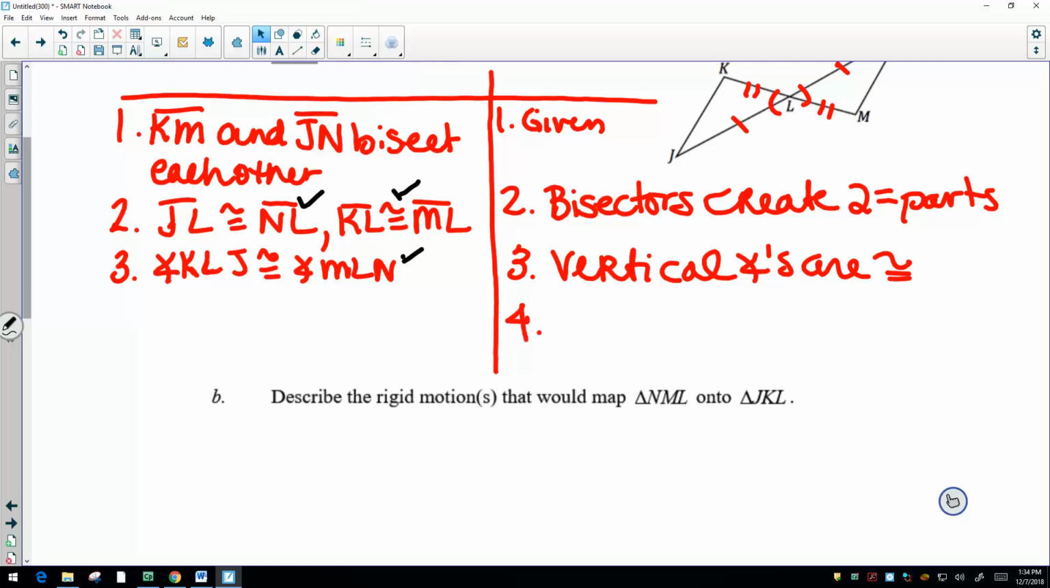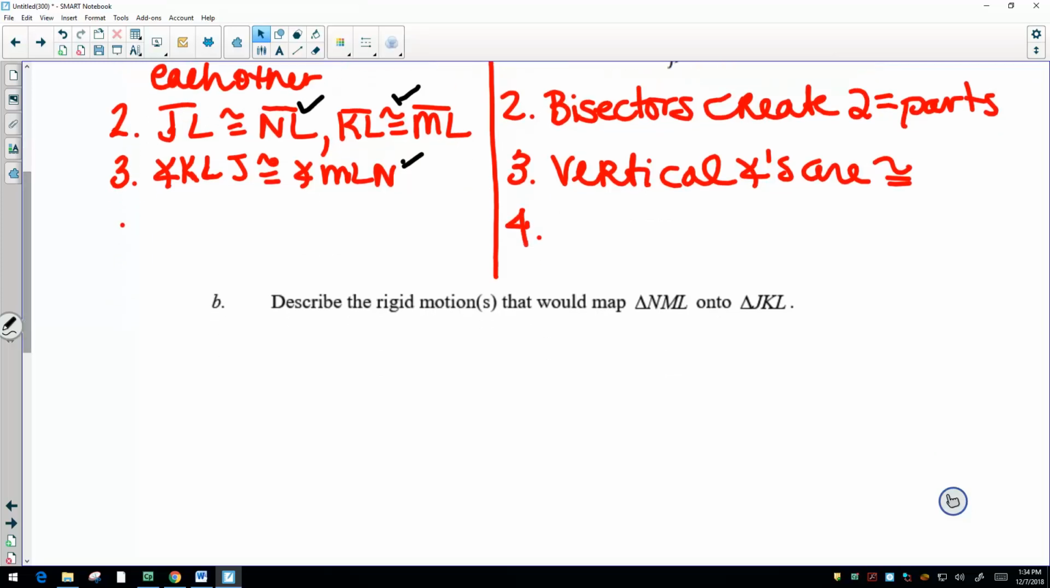So now we can go and say triangle JKL is congruent to triangle NML because of side angle side.